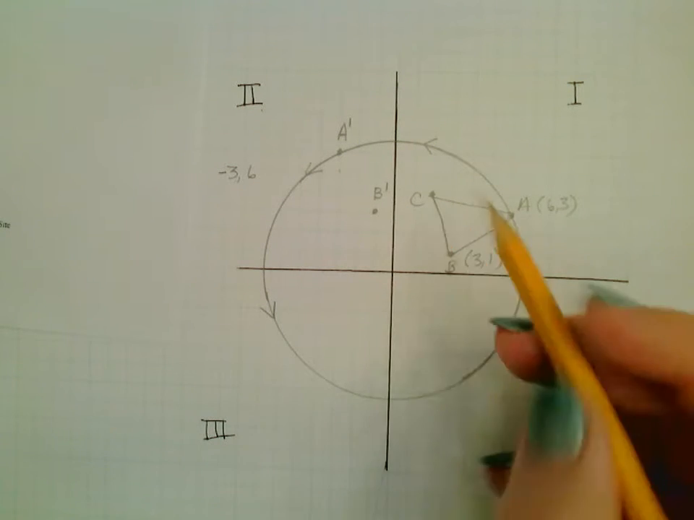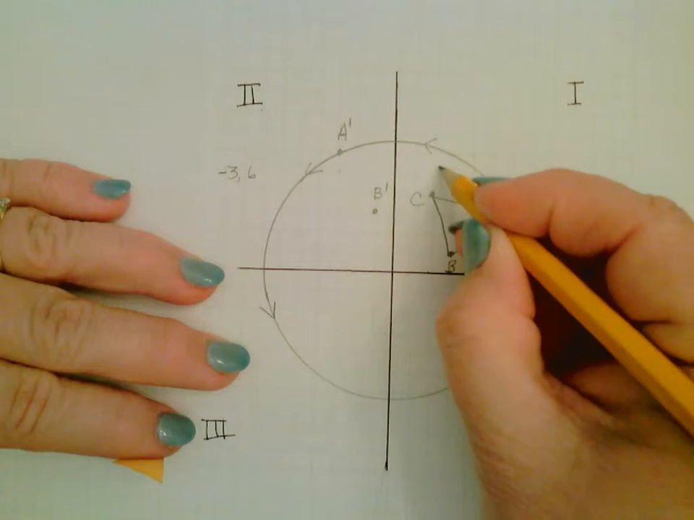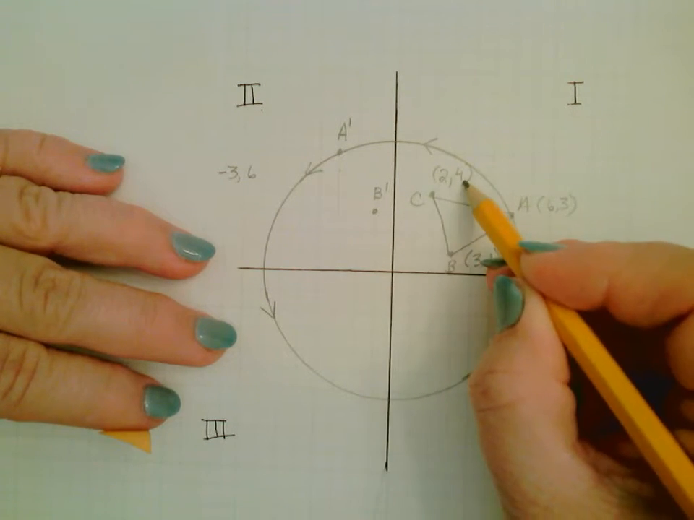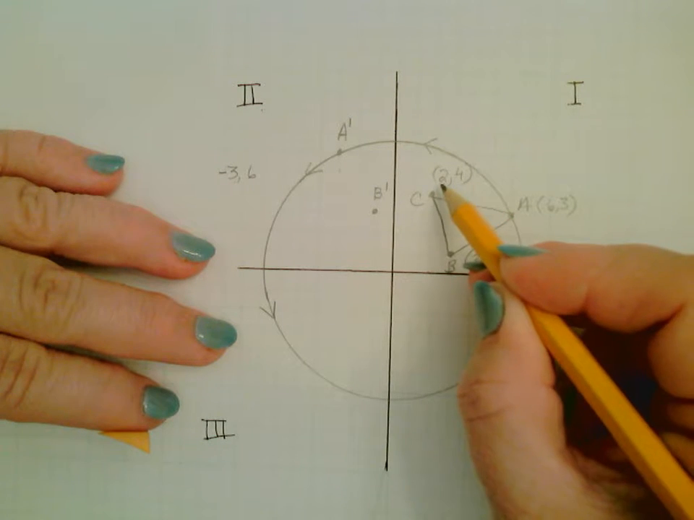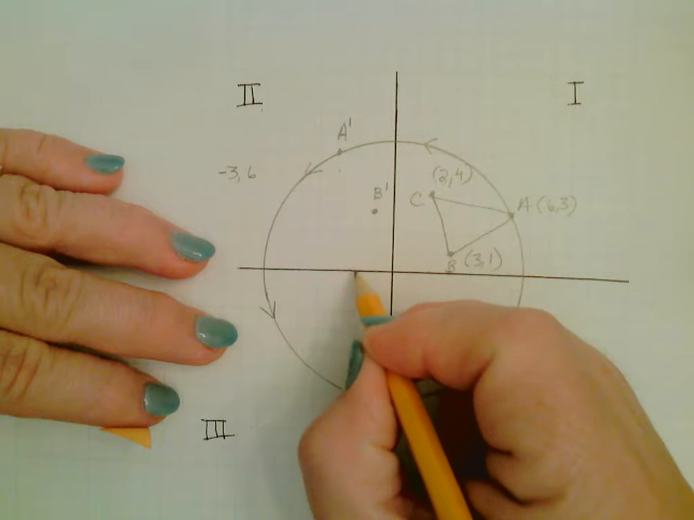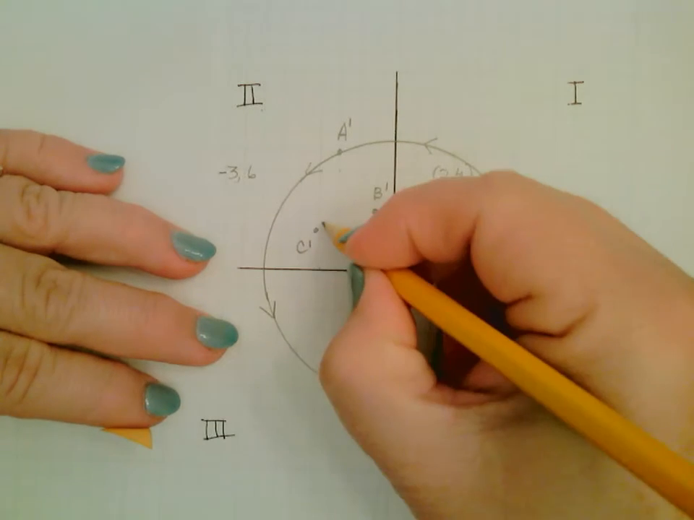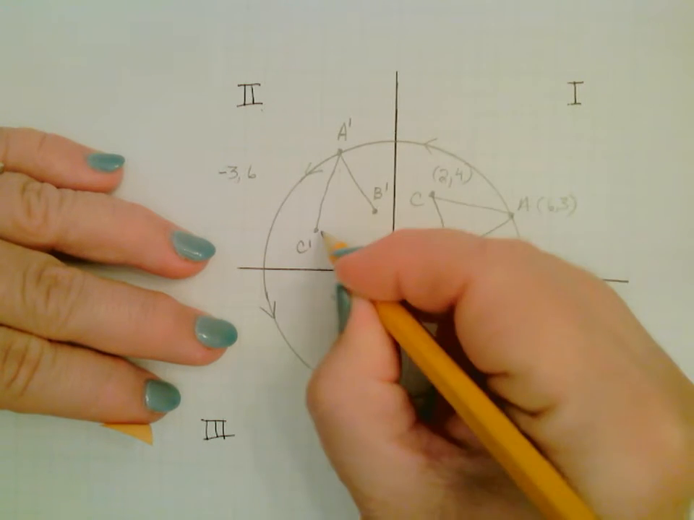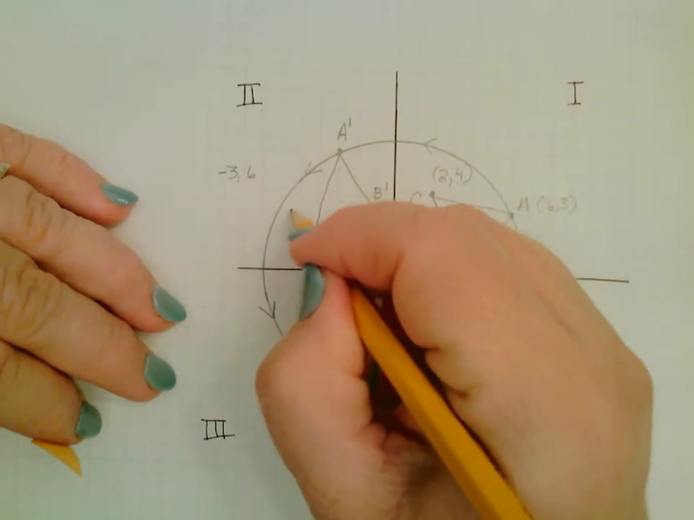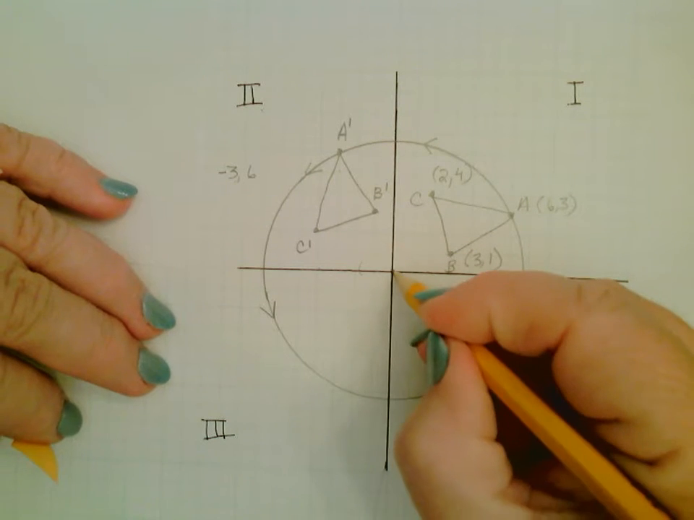Then my C is at 2, 4. Switch the X and the Y, and the new X becomes the opposite sign. So it becomes negative 4, 2: 1, 2, 3, 4, and up 2, to C prime. Okay, so here's my new triangle right here. It has rotated around. Each of the points has rotated around the point of origin.